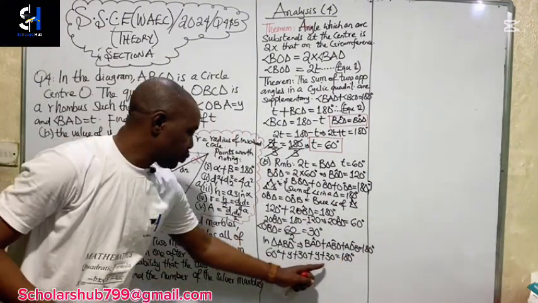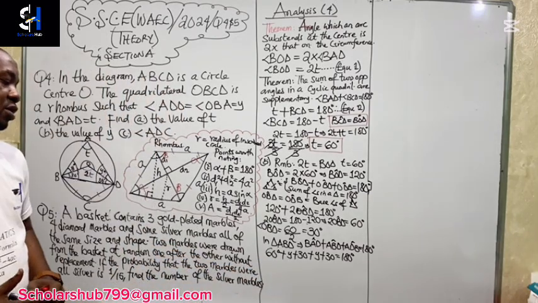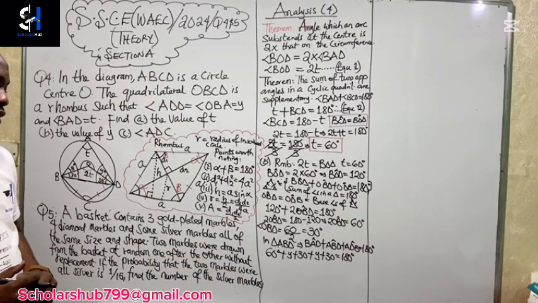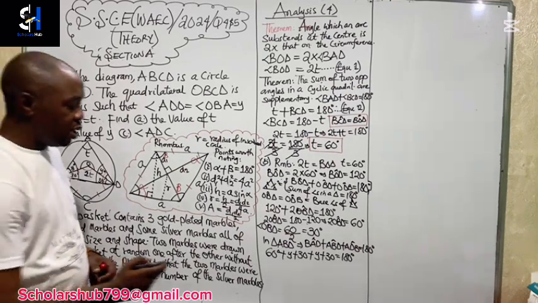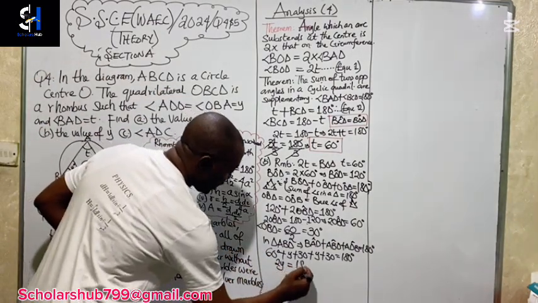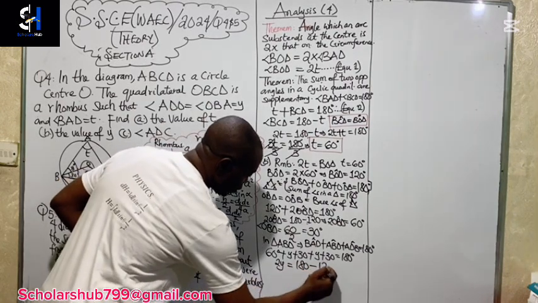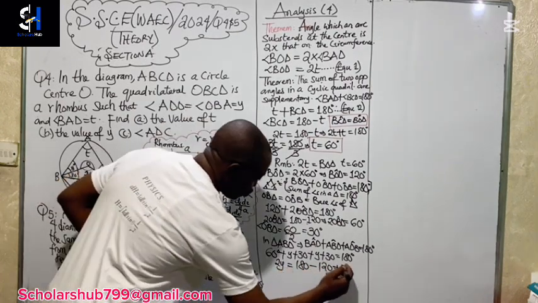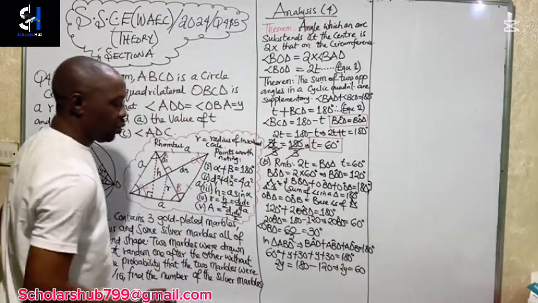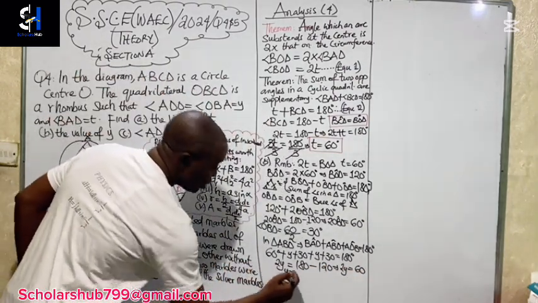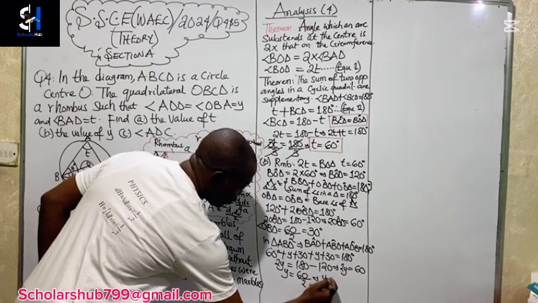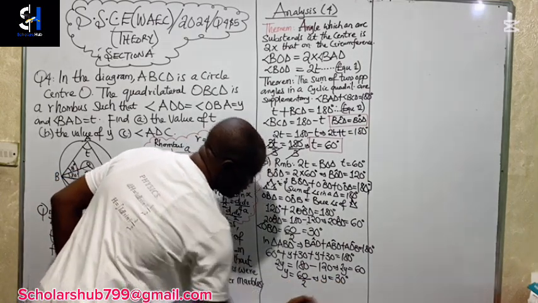So this plus this plus this, that will be 60 plus 30, that will be 90, plus 30, 120. Then y plus y, that will be 2y. So we then have 2y equals 180 minus 120, and that will be 2y equals 60. Dividing both sides by 2, the value of y is 30 degrees.